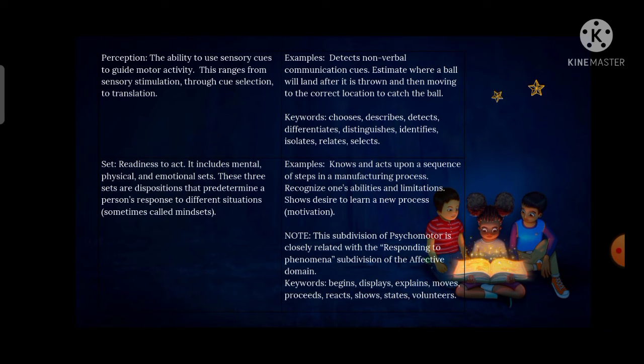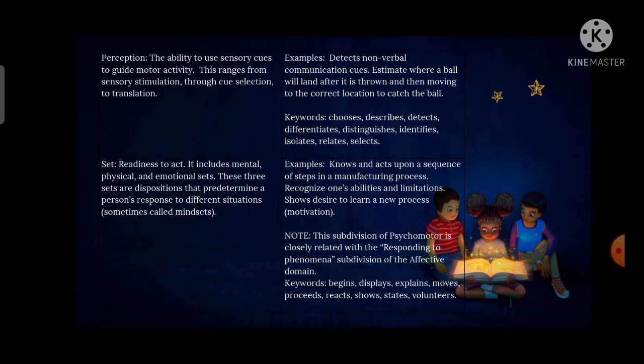The first is the perception, which is the ability to use sensory cues to guide motor activity. This ranges from sensory stimulation through cue selection to translation. The keywords here are choose, describes, detects, differentiates, distinguish, identifies, isolates, relates, and also selects.